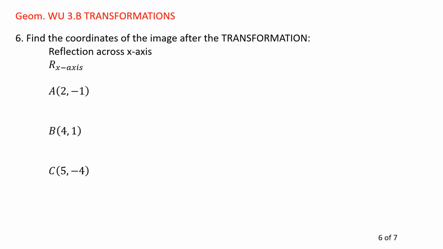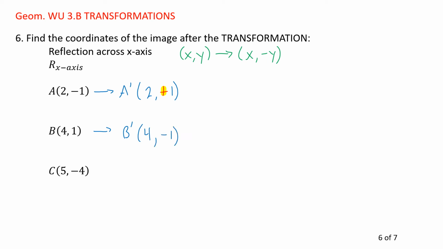How about the next one? Find the coordinates of the image after the transformation, a reflection across the x-axis. Well, this is one where you might want to use your rules. For a reflection across the x-axis, xy becomes x negative y. The only thing that changes is y will be negative. So a reflection across the x-axis, x stays the same, y changes its sign. This -1 will become +1. 4 stays the same. This +1 becomes -1.